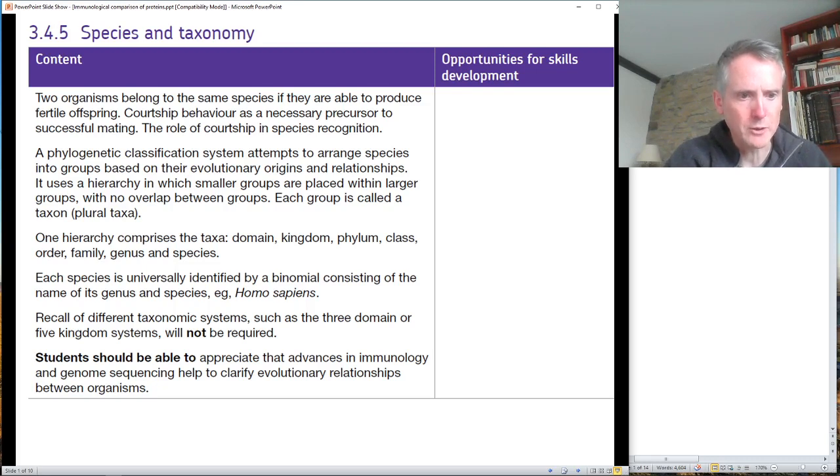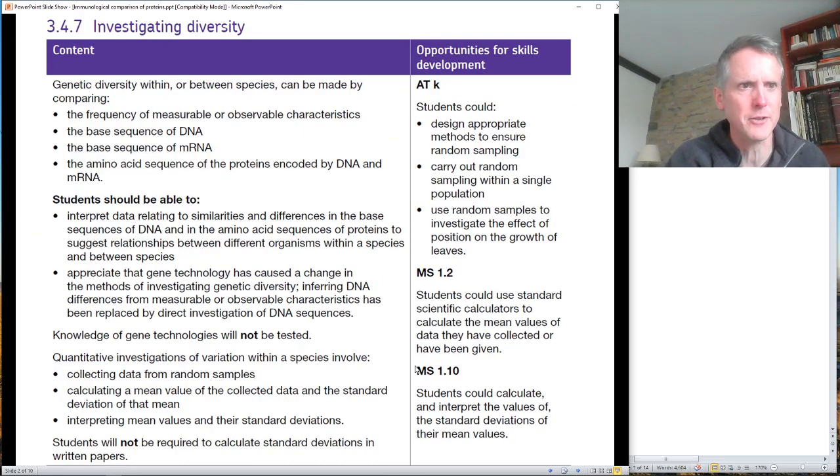And then crucially, it says at the bottom, students should be able to appreciate that advances in immunology and genome sequencing help to clarify evolutionary relationships between organisms. So we're going to look at immunology again today to see how we can use immunology to know how related different species are. So that's 3.4.5. We're going to come back to 3.4.6 because it just fits in better to do 3.4.7, which is the last bit of topic 4.